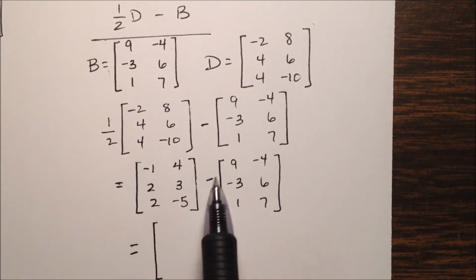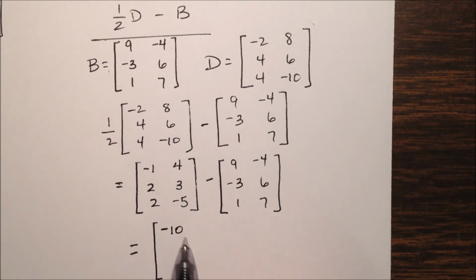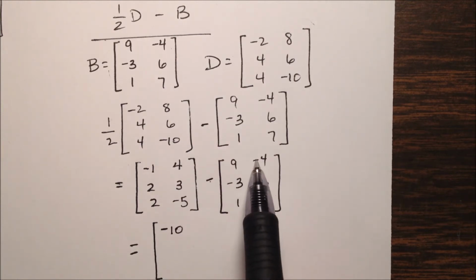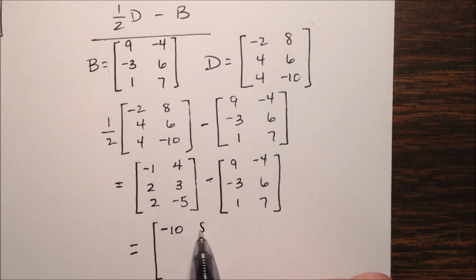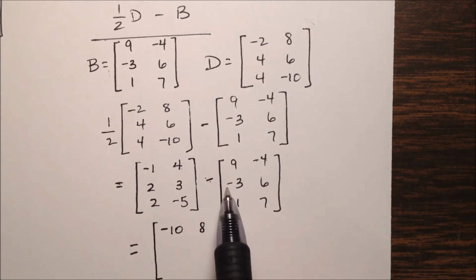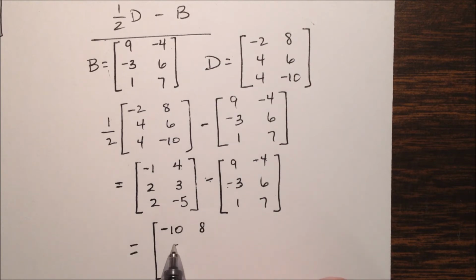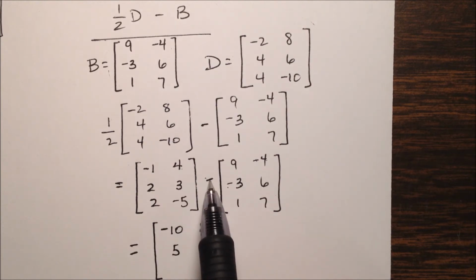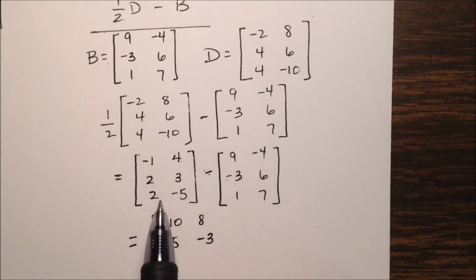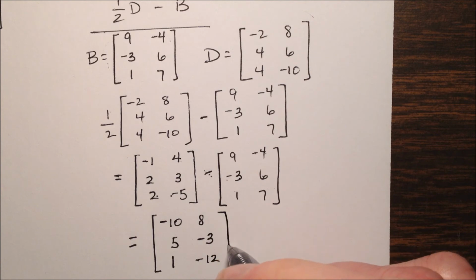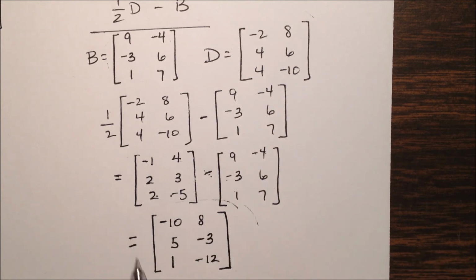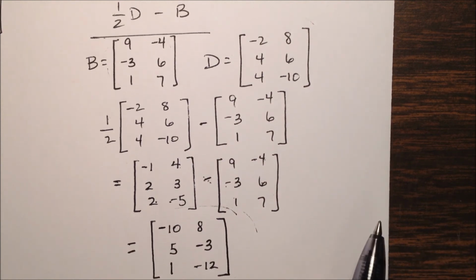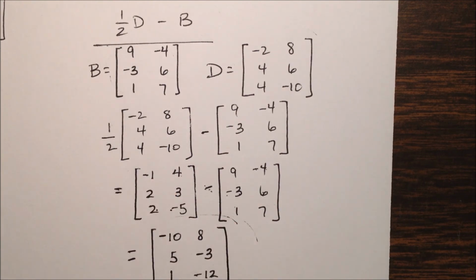So -1 minus 9 will be -10. 4 minus a -4 will be 4 plus 4. 2 minus a -3 will be 2 plus 3. 3 minus 6 will be a -3. And 2 minus 1 will be 1. And -5 minus 7 should be -12. So this is the solution matrix when I evaluate the expression 1/2 D minus B.